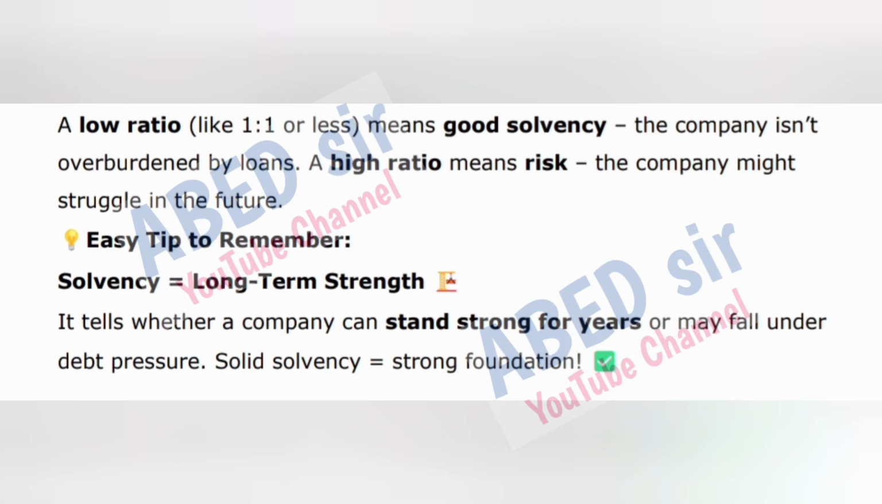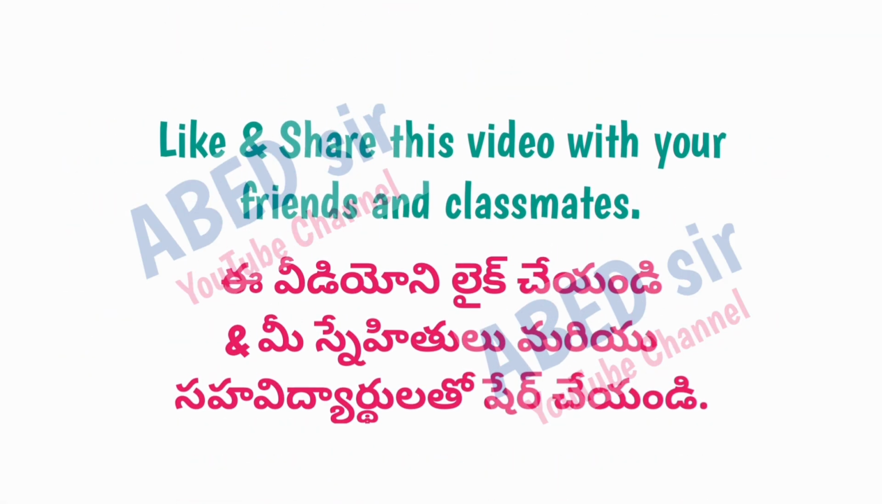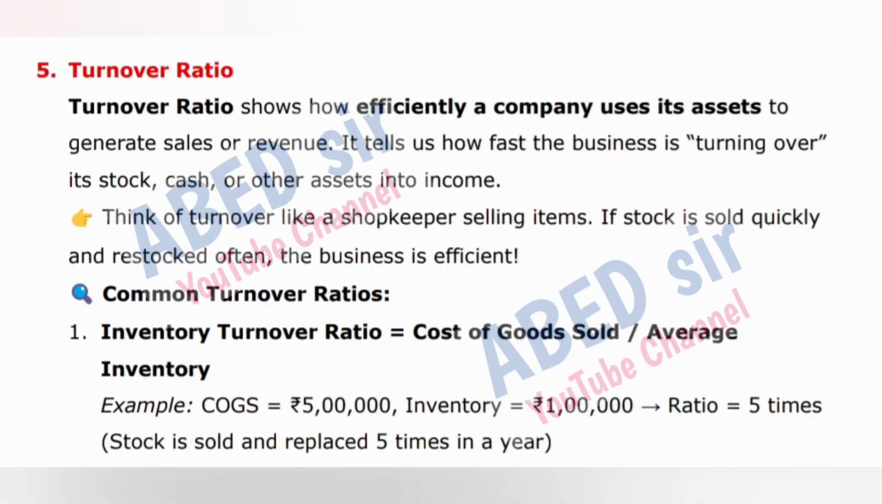A low ratio, like 1:1 or less, means good solvency, the company isn't overburdened by loans. A high ratio means risk, the company might struggle in the future. Easy tip to remember. Solvency is equal to long-term strength. It tells whether a company can stand strong for years or may fall under debt pressure. Solid solvency is equal to strong foundation. Next important short question is 5.